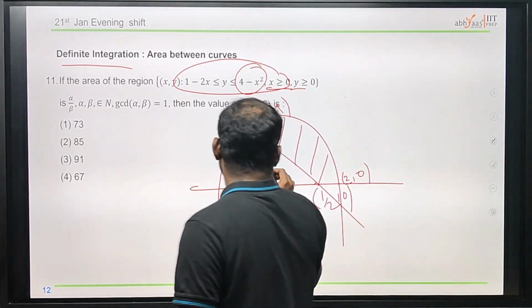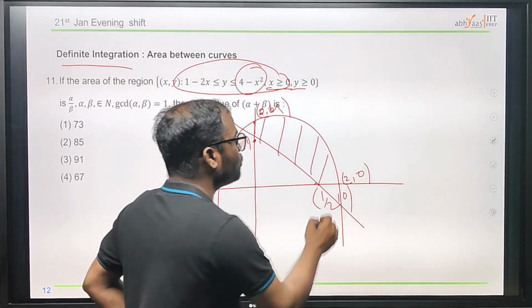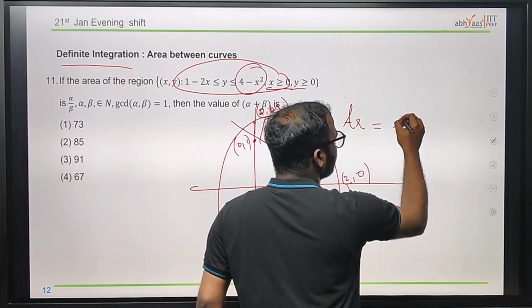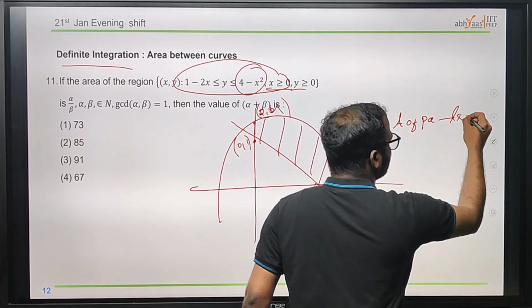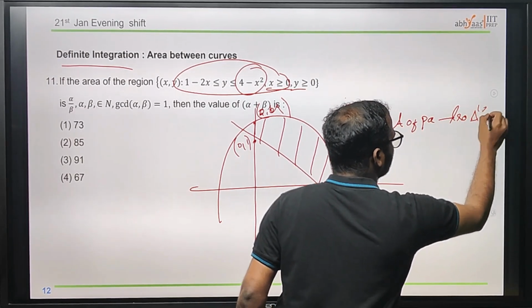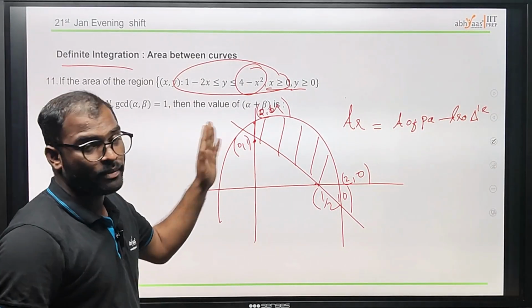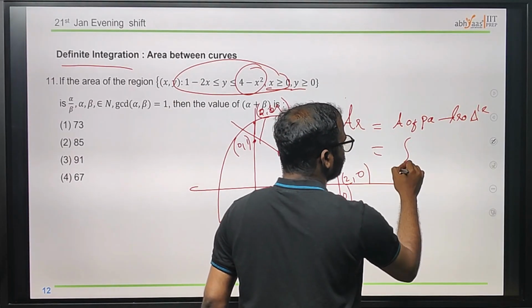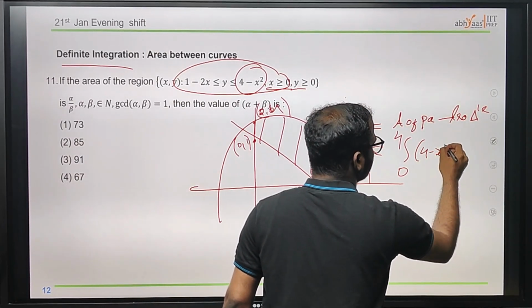But we can't find it directly, so we have to use a different approach here. In order to find the area, just subtract: area of the parabola minus area of the triangle. From the parabola, just subtract this triangle. We know this will be from 0 to 4, of 4 minus x square.